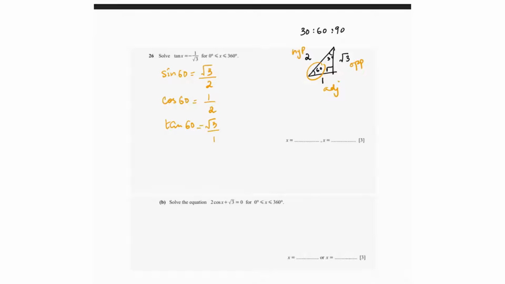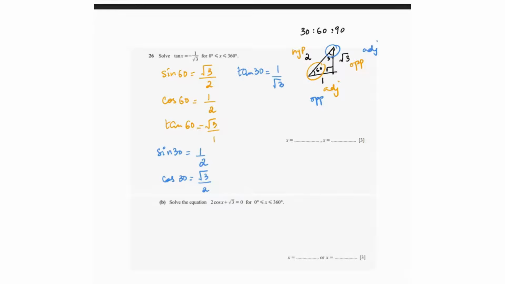Similarly, if 30 degrees is our reference angle, then sine 30 is going to be, now this becomes your opposite, this becomes your adjacent, and the hypotenuse remains the same. So now it's going to be 1 over 2. Cos 30 is going to be root 3 over 2. And now tan 30 is going to be 1 over root 3.